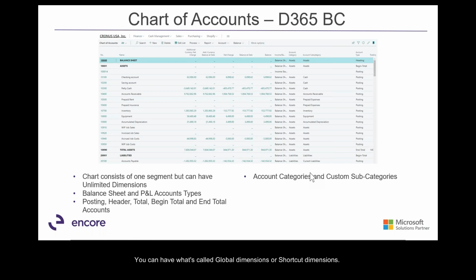You can have what's called global dimensions or shortcut dimensions. There are 2 global dimensions, and those are usually your primary dimensions, and then the rest become shortcut dimensions. The main difference is that global dimensions show up everywhere within Business Central. They're on almost every page, whereas with shortcut dimensions, sometimes you have to drill into those to see them.